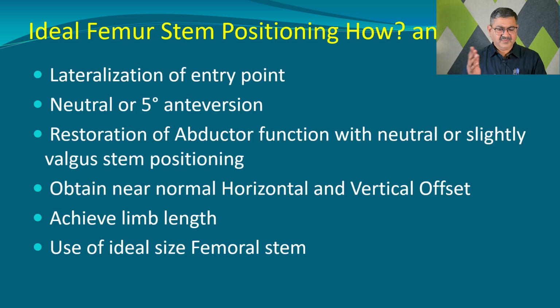Now, the other part of this is the femur component. The femoral stem positioning, how and why. The entry should be a lateralized entry. It should be neutral to 5 degrees of anteversion. Restore abductor function with neutral or slightly valgus stem positioning. Obtain near-normal horizontal and vertical offset. Achieve limb length and use the ideal femoral stem.